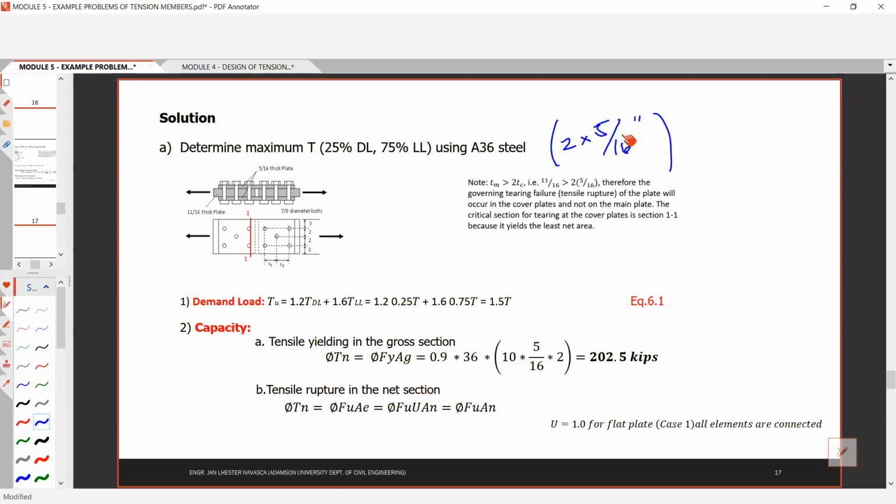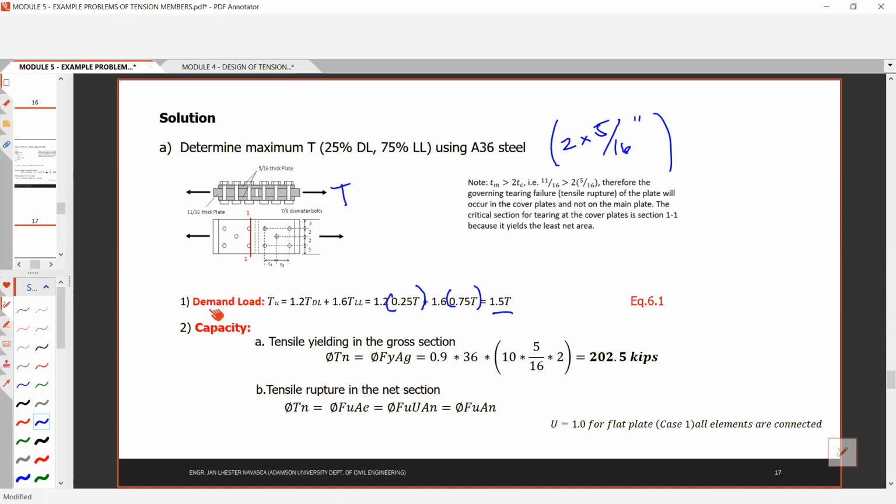So considering the tension yielding in the cross section, based on the demand load, we are using 1.2 dead load plus 1.6 live load. So 1.2 times 25% of your T, plus 1.6 times 75% of your T. You get this demand load to be 1.5 T. So this will be our equation 6.1.